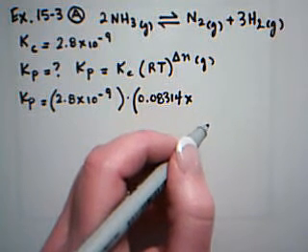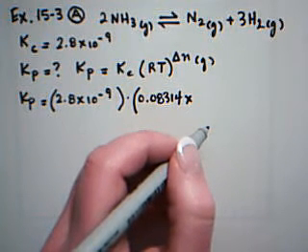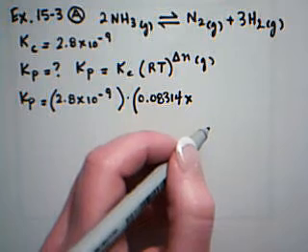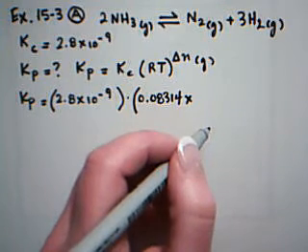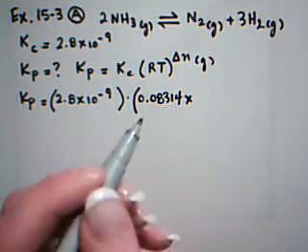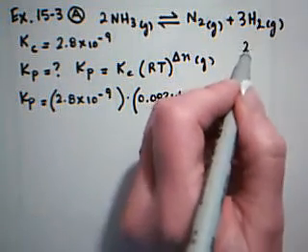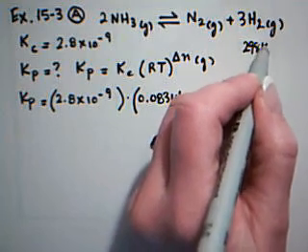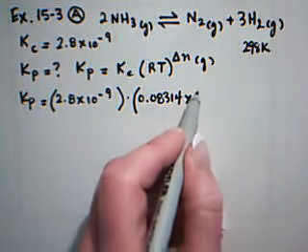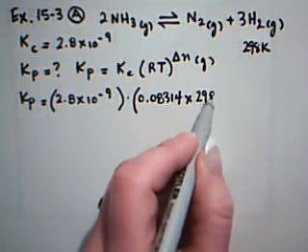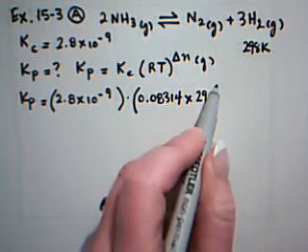And I'm just checking to see what the temperature was in 15.3a. Goodness, 298 Kelvin. So this was going on at 298 Kelvin. So that's the number that I want to put in here. So the temperature must be in Kelvin.